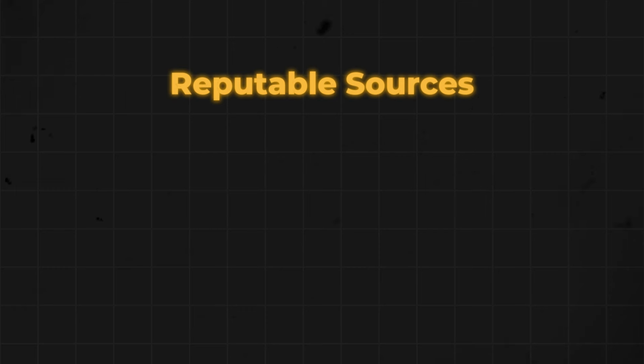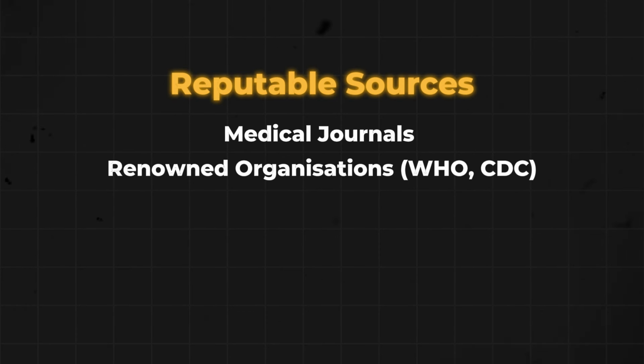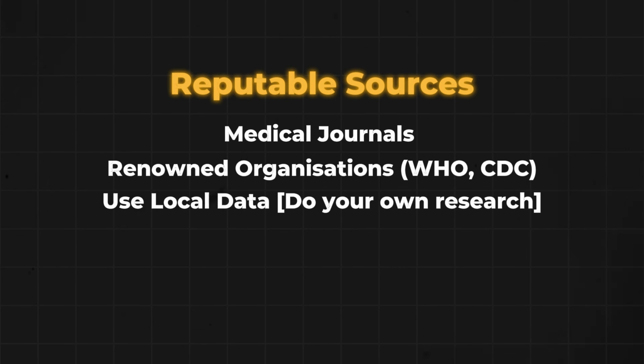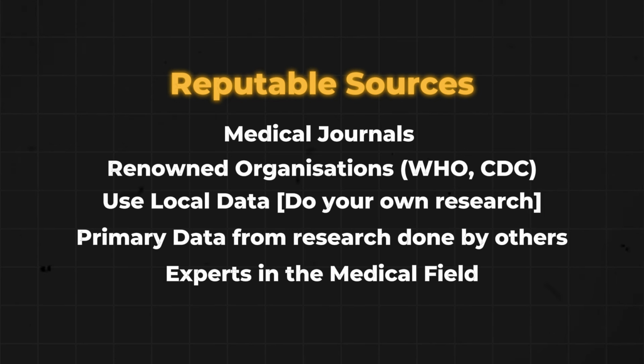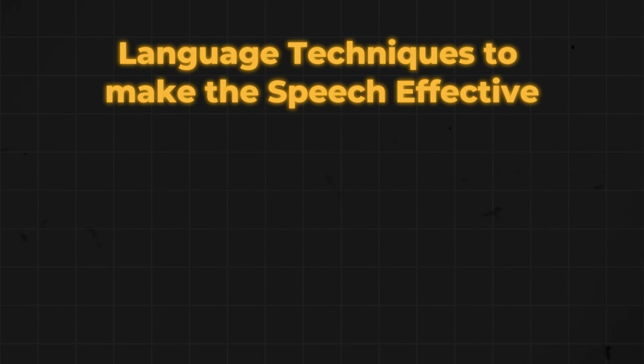You're talking about planning and delivering the speech. Reputable sources for information include medical journals and renowned organizations such as the World Health Organization, WHO, and the Centers for Disease Control and Prevention, that's the CDC. Making information given in the speech more relatable to the audience can be achieved by using local data, and this can be obtained through conducting your own research or, of course, utilizing primary data from research done by others. Finally, obtaining information from experts in the field such as counselors and healthcare professionals can really come in clutch when you need it.